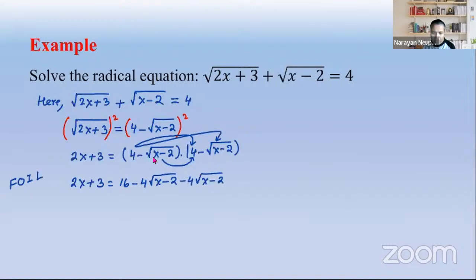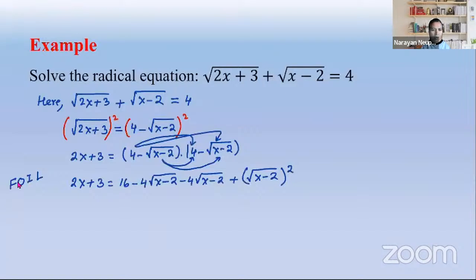And the last one now, in FOIL, L is the last one. The last on the first and the last on the second. If we multiply the last on the first and the last on the second, both are negative, so it will be positive. It is square root of x minus 2 times square root of x minus 2, so it will be the square root of x minus 2 quantity squared. So as I told you before, you will see a lot of steps here.